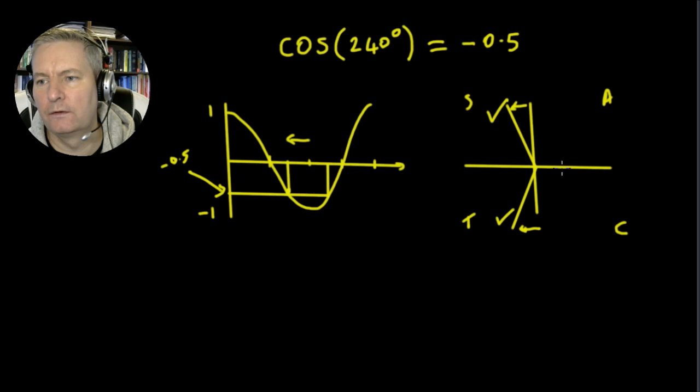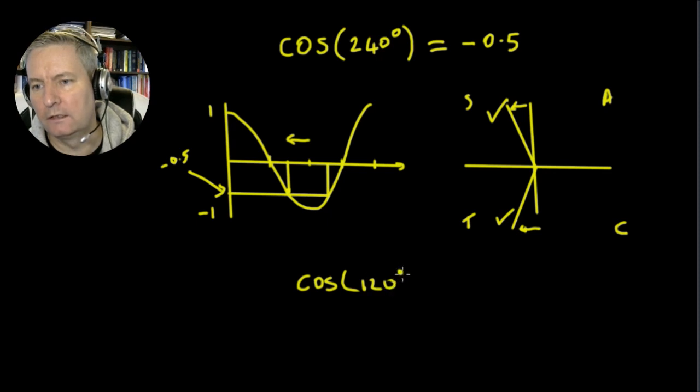So if this distance round here is going to be 240, then in order to get there we're going to have 30 degrees, so it's going to be 30 degrees on from 90. So the 90, 100, 120, so the other value is going to be 120. So cos 120 degrees should give us a value of minus 0.5.